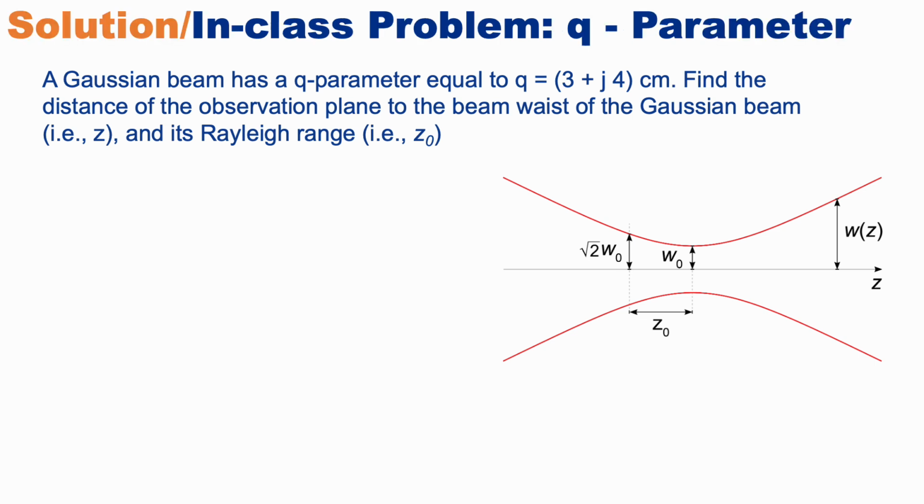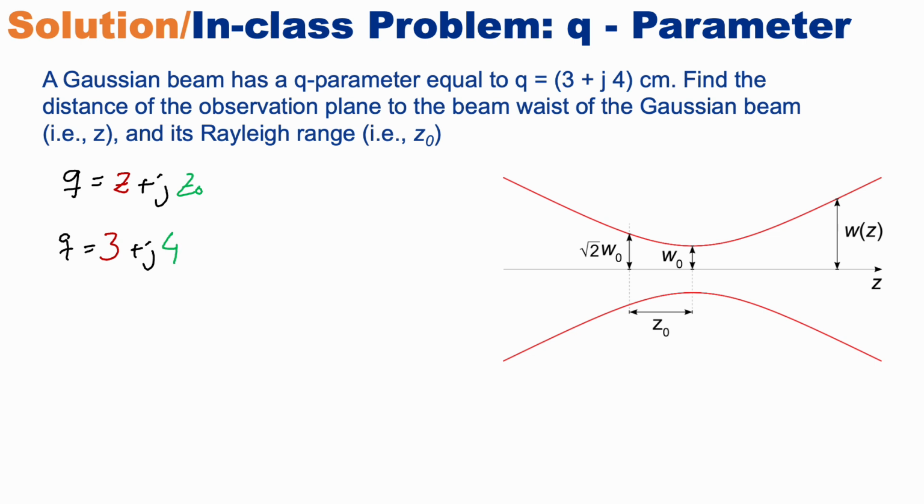Alright, so I'm just gonna go ahead and solve it. If you remember, the Q was defined by a complex number, z plus j, and then the other part was the Rayleigh range. So it was a complex number, right? Now the Q given by the problem has a real part of 3 and an imaginary part of 4.